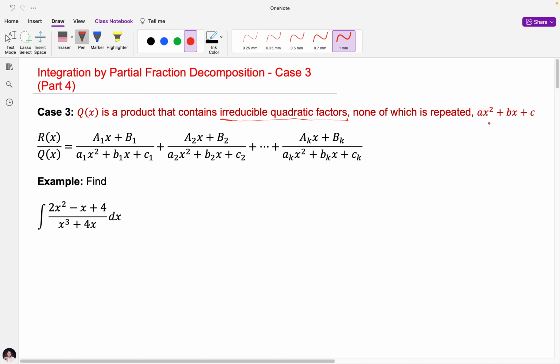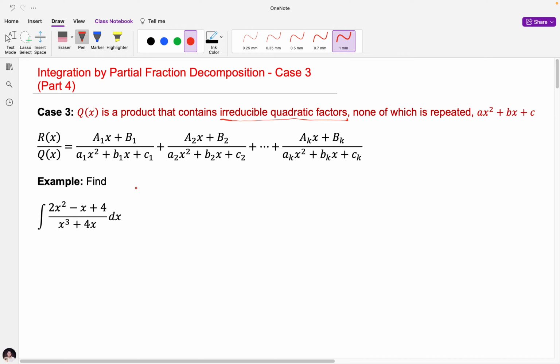Okay, and the form is ax squared plus bx plus c. So it depends on how many factors we have, then the number of terms in the partial fraction decomposition. In this case, instead of just one variable on the numerator, we will have a sub 1 x plus b1, then a sub 2 x plus b2 for the second one, and so on. Again, that depends on the number of quadratic factors that we have in the equation.